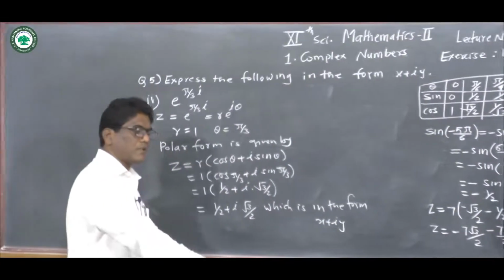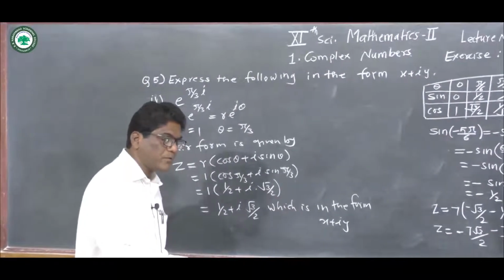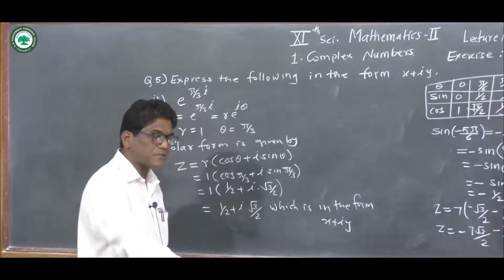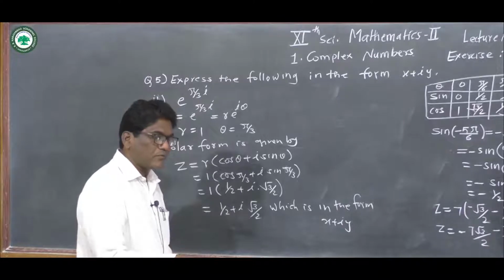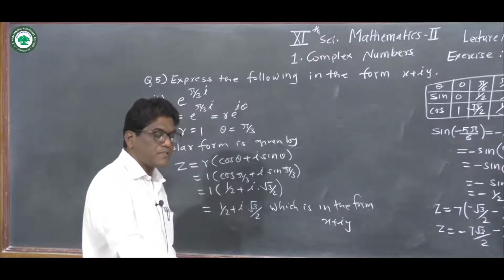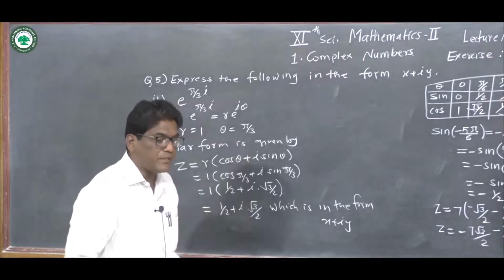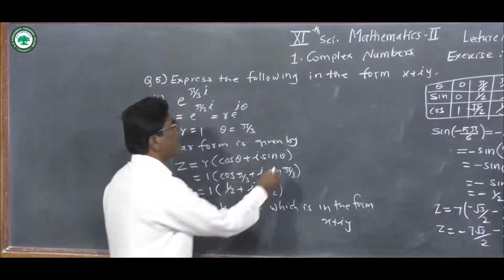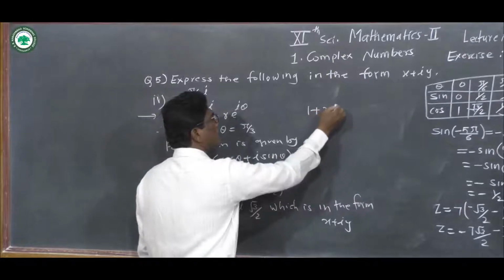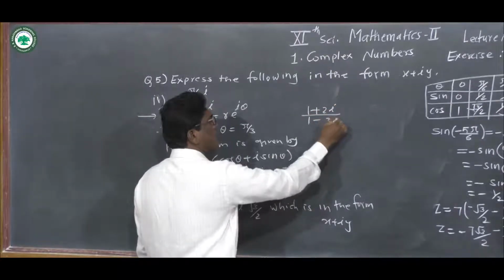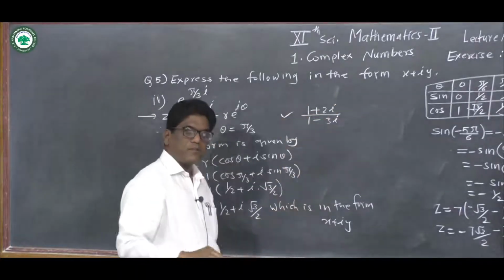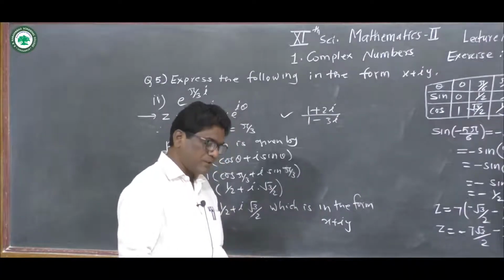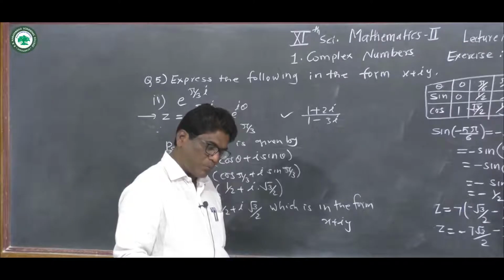Now the fifth and sixth problems you solve yourself. It is homework for you. We will see the next question. Question number 6 is: find the modulus and argument of the complex number 1 plus 2i upon 1 minus 3i. This is the question, and we have solved this question in question number 4.